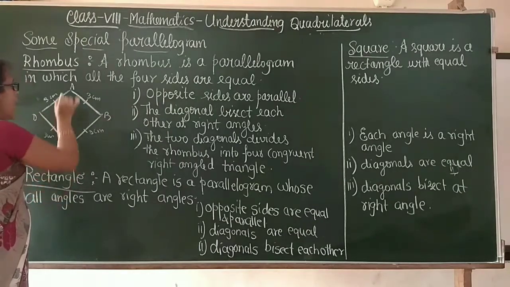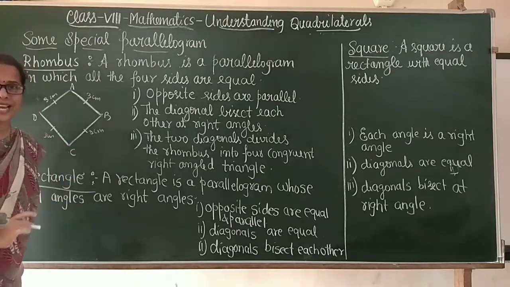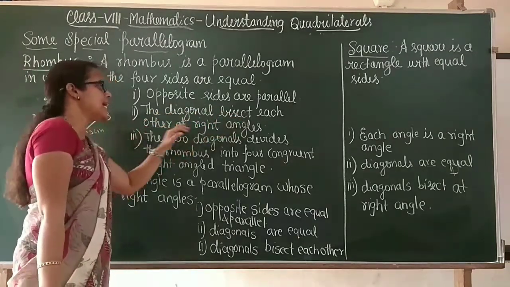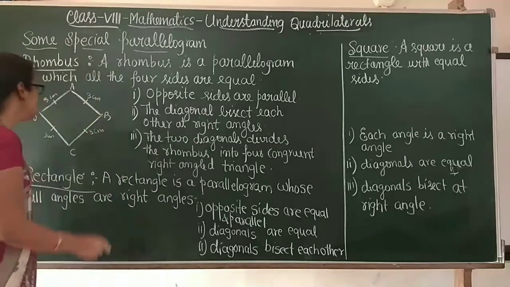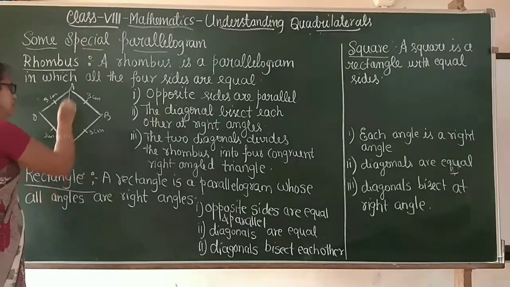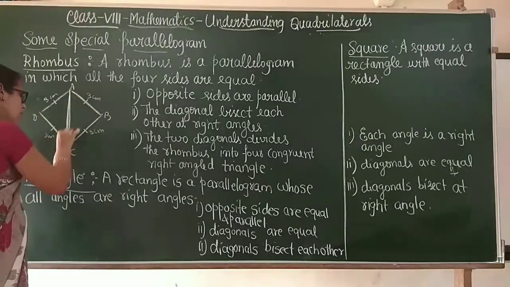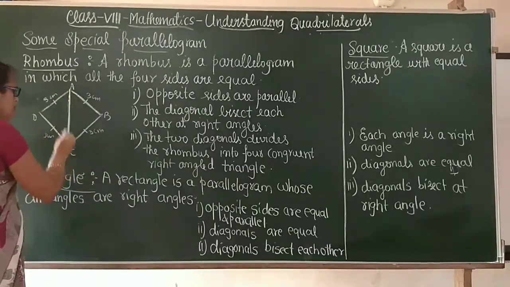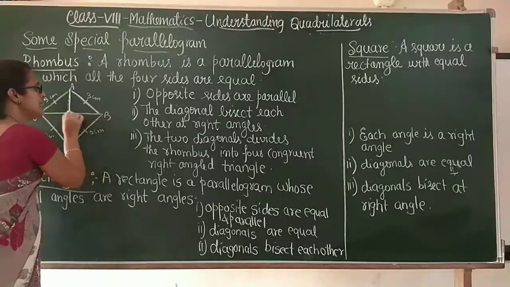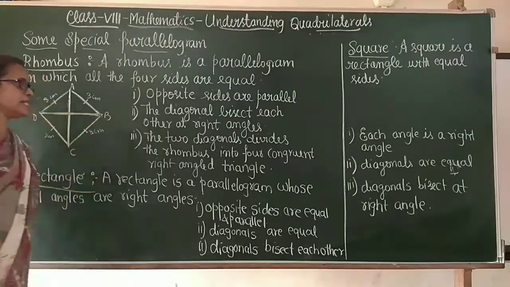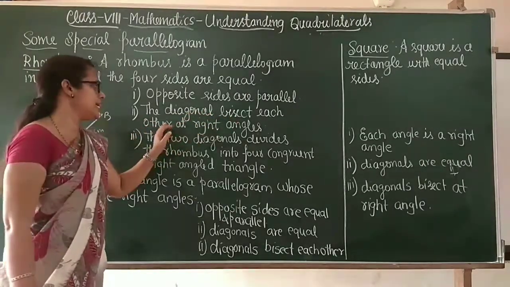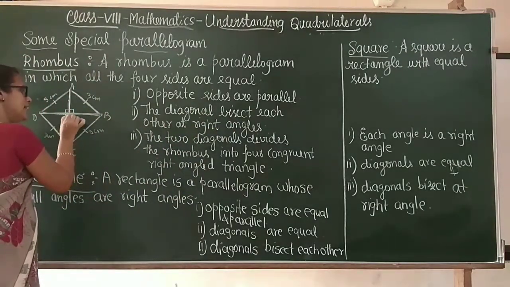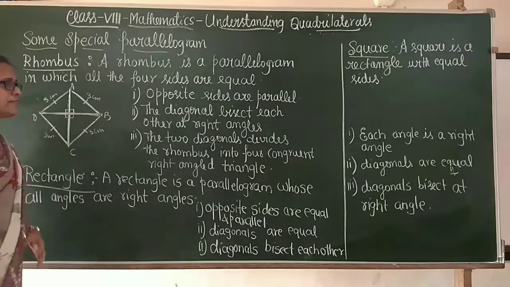Even BC and AD are parallel sides. Okay, children. So then, the diagonals bisect each other at right angles. Means if I draw the diagonals here, what happens, children? The diagonals bisect each other at right angles.